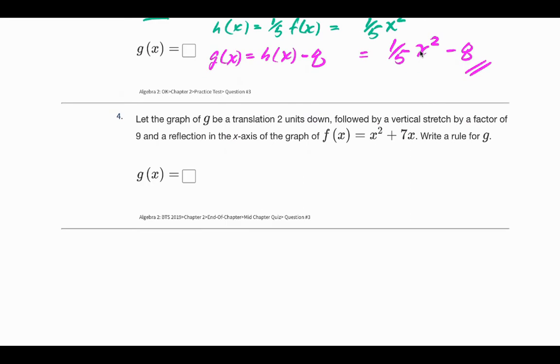Number 4, let the graph of g be a translation 2 units down, followed by a vertical stretch by a factor of 9 and a reflection in the x-axis of the graph of f, where f of x is equal to x squared plus 7x. Write a rule for g. There, we could probably do them both at the same time.